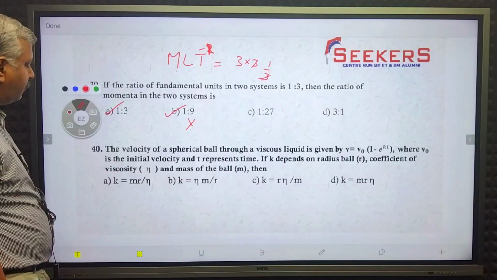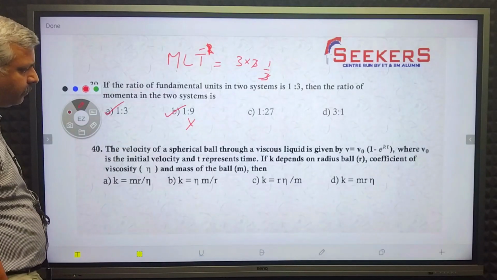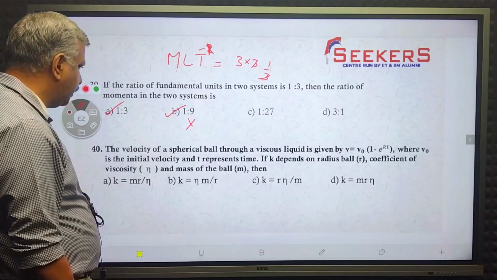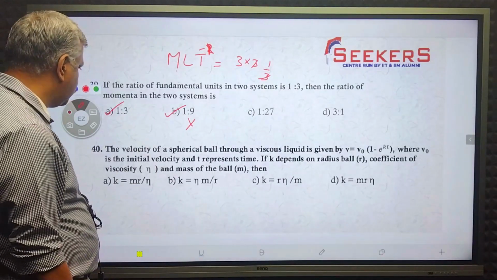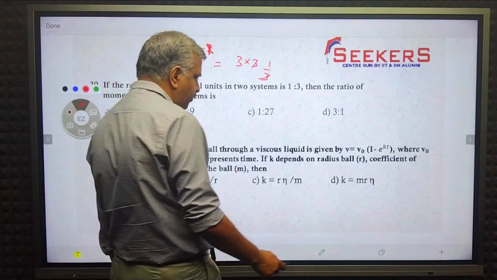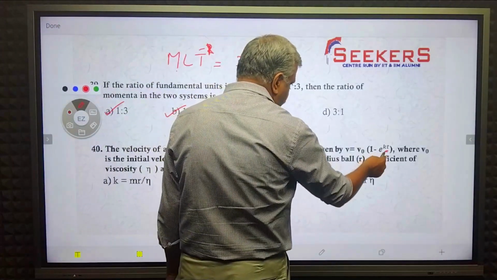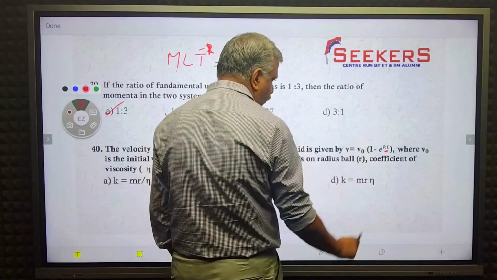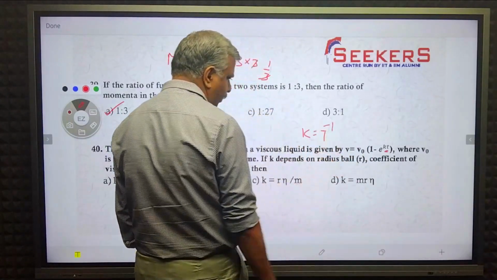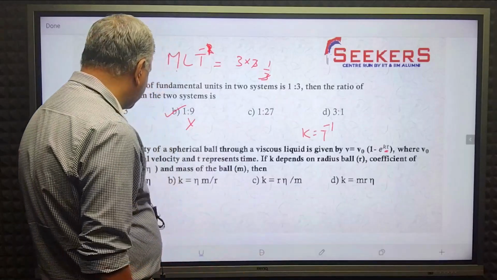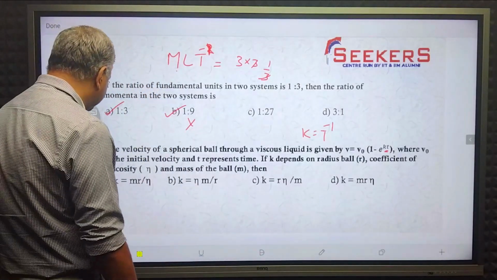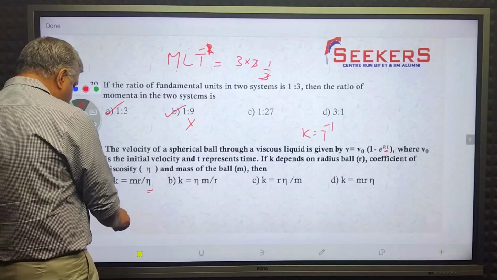Okay. Then the velocity of a spherical ball thrown through a viscous fluid is given, where V is something, K depends on the coefficient of viscosity and the mass of the ball. They want to know what are the dimensions of K. So remember, any exponent cannot have any dimensions. So the dimensions of K is basically T power minus 1. Now let's look at which of them will give me T power minus 1.